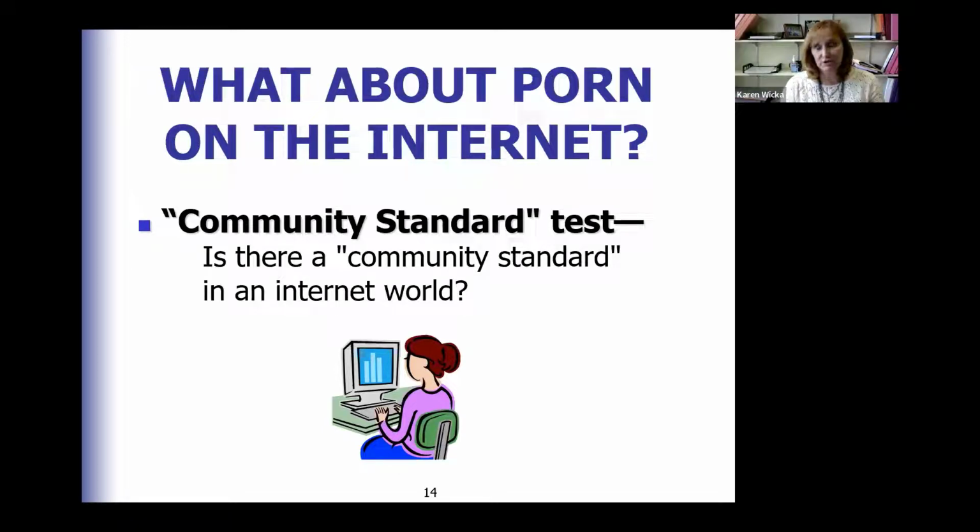Anything with children, and we'll talk about that in a minute, but anything with very violent rape scenes also is considered beyond standard community standards. So super violent rape scenes and children, those are going to violate community standards, even on the internet.